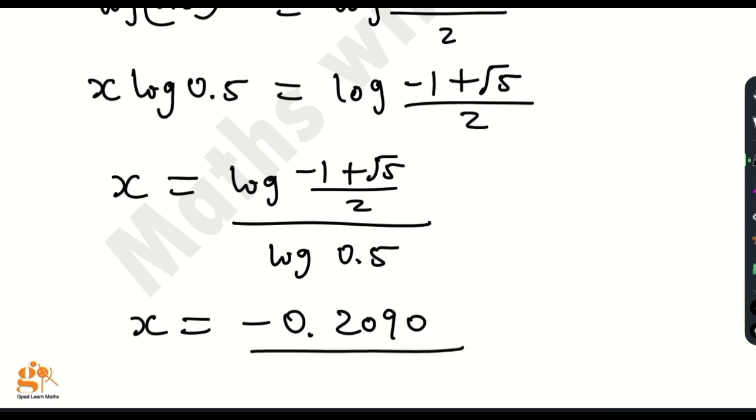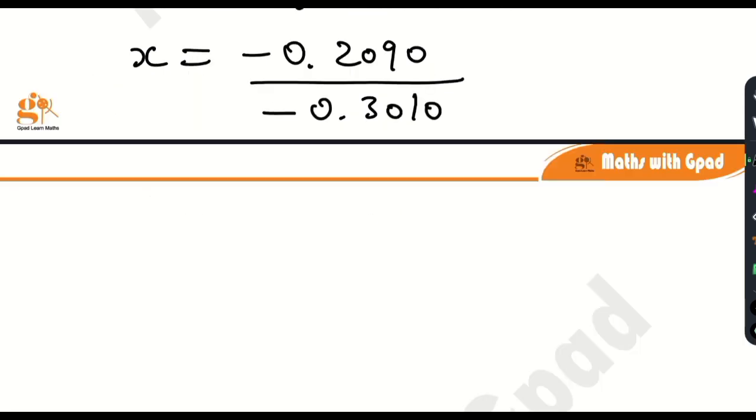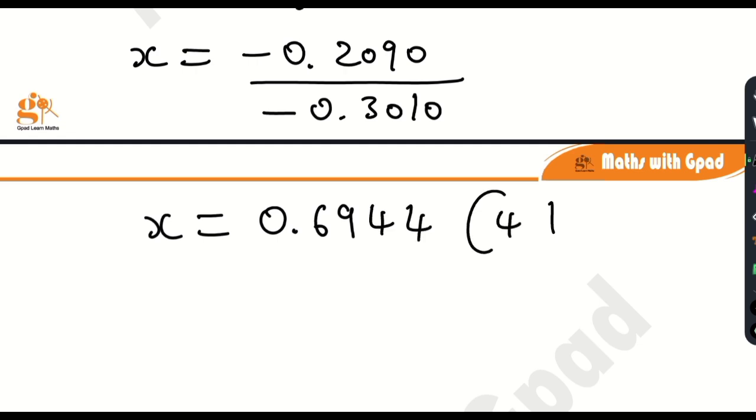Then the logarithm of 0.5 is going to be what? -0.3010 using your calculator. If you divide this, x will be equal to 0.6944, correct to 4 decimal places. So this is the value of x that will satisfy the equation.